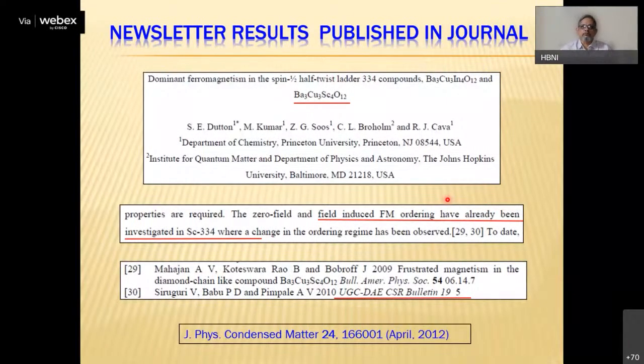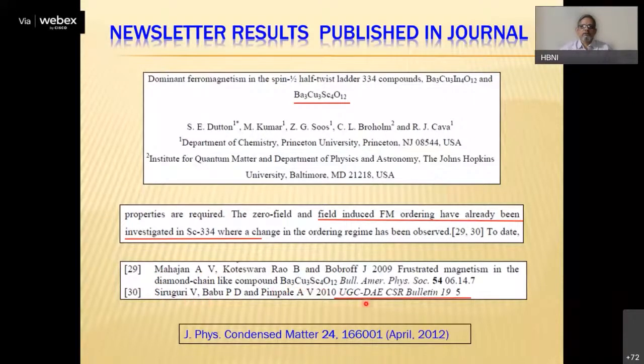I'll give an example. I told you about this example in one of my other lectures. See, this paper was published sometime, I think, in 2012, in the Journal of Physics: Condensed Matter. And these people in fact refer, you can see here, "the zero field and field induced ferromagnetic ordering have already been investigated in SC 334, where a change in the ordering regime has been observed," references 29 and 30. These references were here, 29 here and 30 here.